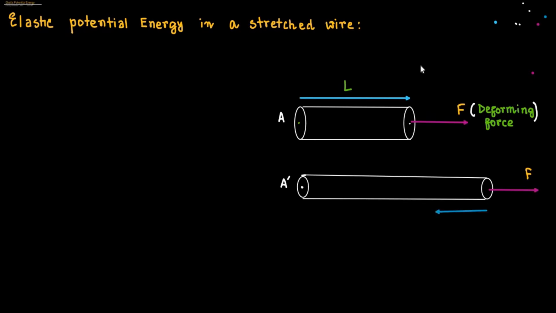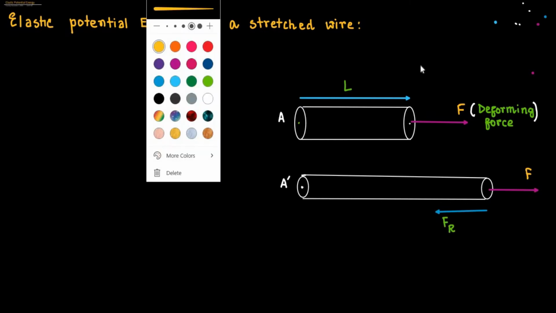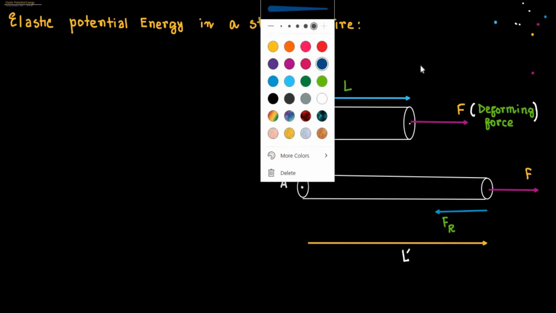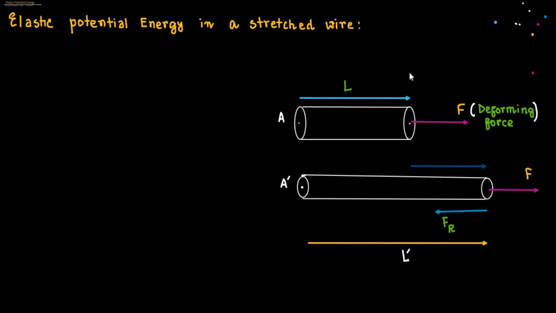Fr is the restoring force which comes into play in the opposite direction, such that the magnitude of the restoring force Fr will be equal to the deforming force F. The final length of the wire increases to L prime. Now we can denote the change in length of the wire as small l, where small l equals L prime minus L.